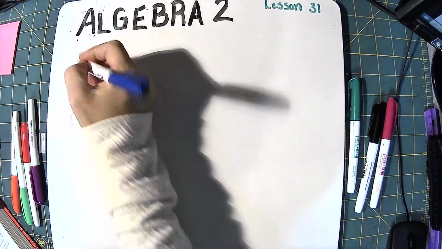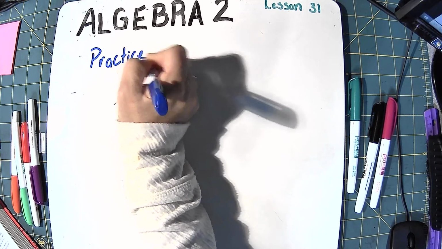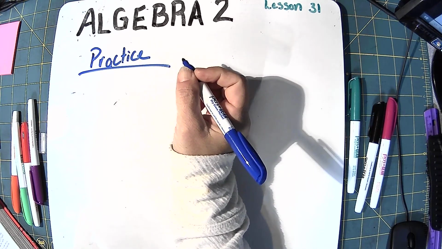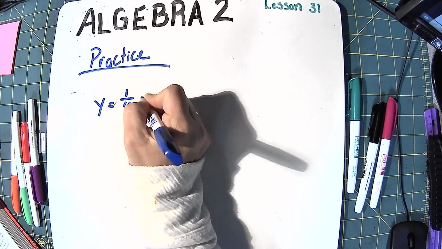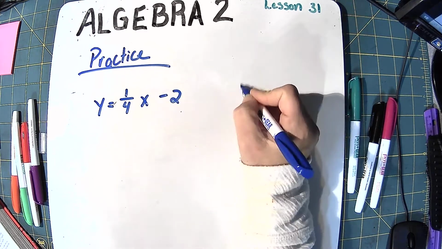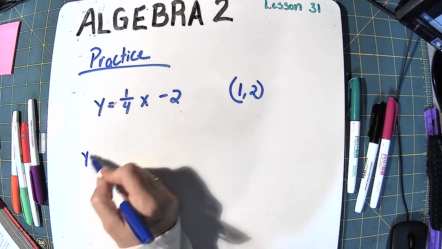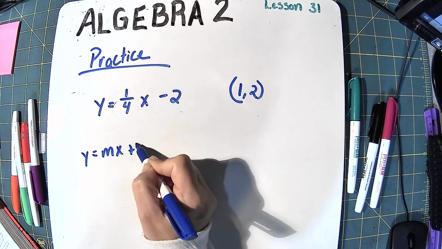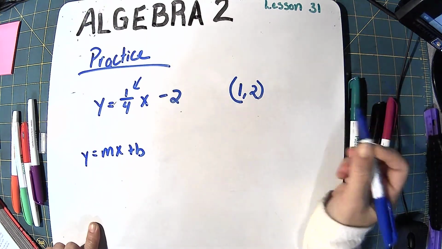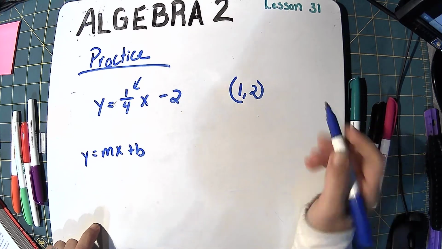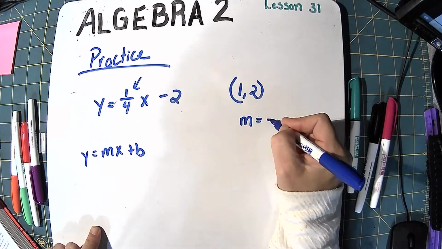Okay, hopefully you paused that, and this is going to be practice, and there's only one practice problem. And it says, write an equation of a line that is perpendicular to y equals 1/4 x minus 2, and it passes through the point (1, 2). Okay, so we're going to say y equals mx plus b, and then we're going to try to figure out some of these values. M is our slope, and that's this right here, and we need the negative reciprocal of that. So m is going to be equal to the negative reciprocal of 1/4, which would be negative 4.